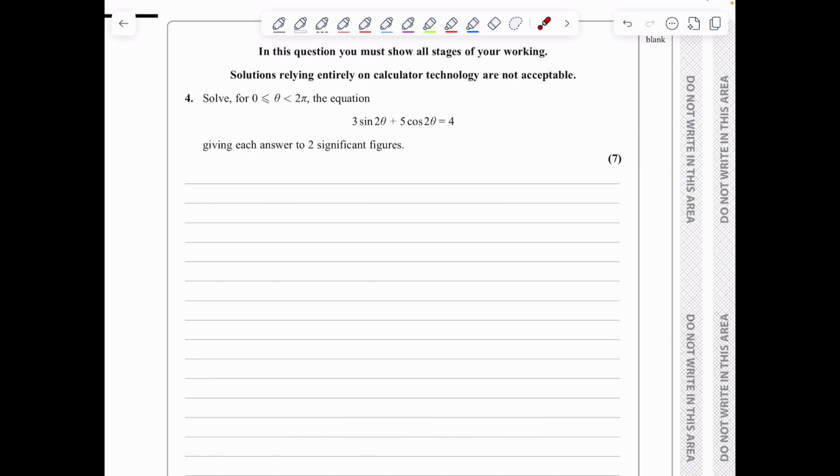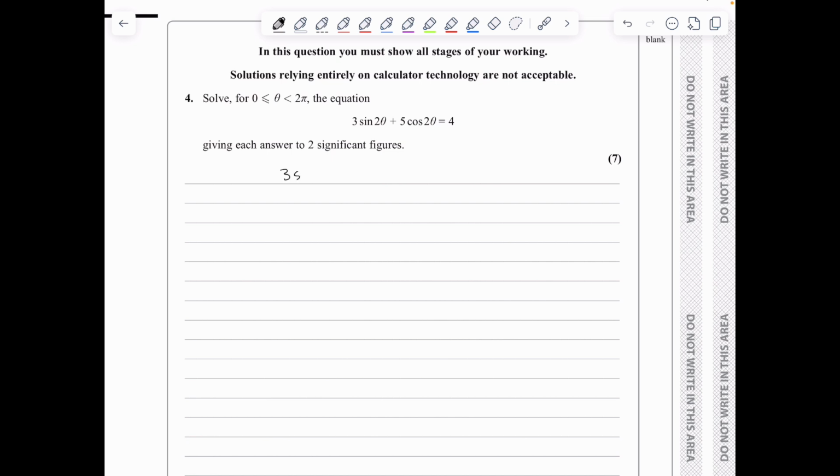In question 4, we need to show all stages of the working, and solutions relying entirely on calculator technology are not acceptable. We need to solve for theta between 0 and 2 pi, so we are in radian mode. The given trigonometric equation, giving each answer to two significant figures. Well, we've got 3 sine 2 theta plus 5 cos 2 theta on the left hand side, and we can proceed by combining them together into a single sine using the R formula.